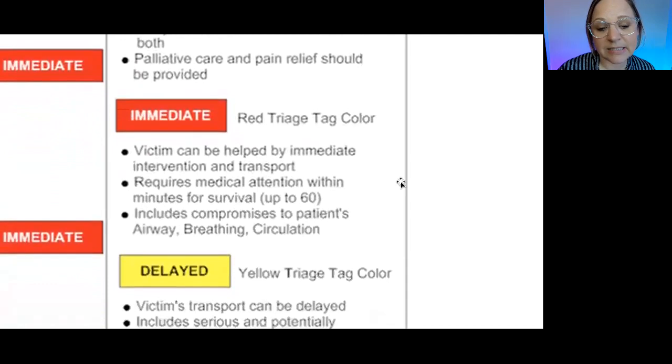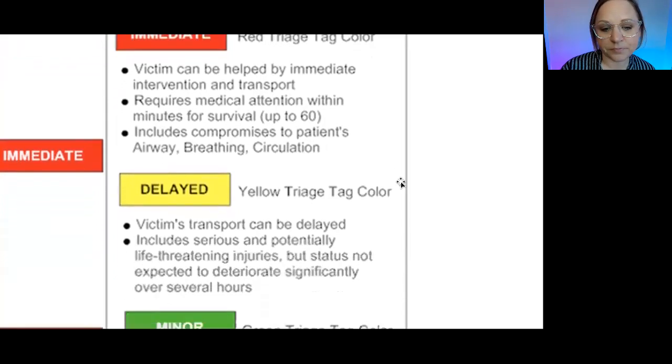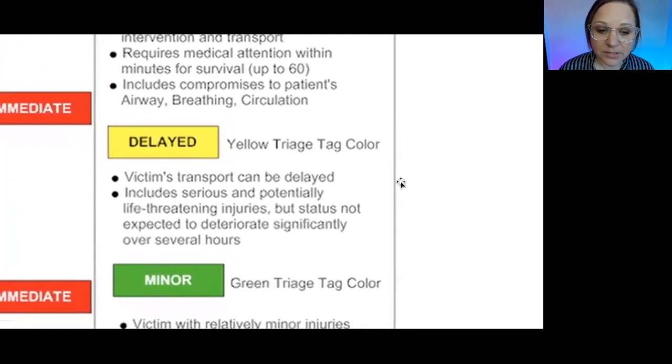An immediate tag means that with immediate intervention and quick medical treatment, this patient could survive. They are going to be the ones who require the most of our attention during an active disaster. A delayed tag is a yellow tag, and this means that the victim's transport to the hospital can be delayed. They may have serious or potentially life-threatening illnesses, but they can make it a few hours. They don't need immediate care. They could hold on for a few hours. They would be a yellow tag.